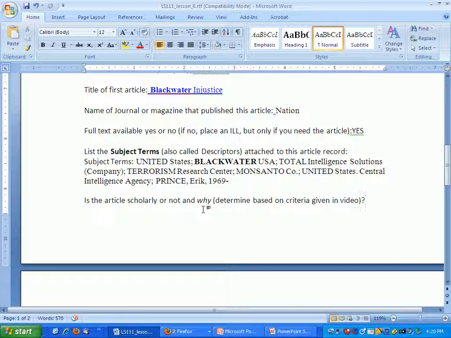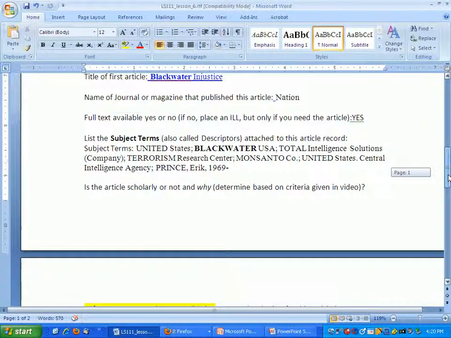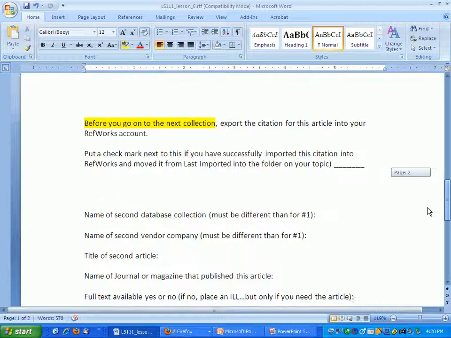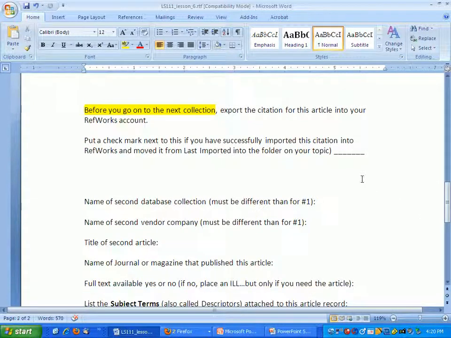Now, for the next example, I'm going to go into a different collection, and I'm going to find an article and determine whether or not it's scholarly. But before I go into the next collection, what you want to do for your assignment is to export the citation for this article into your RefWorks account. So I'm going to show you how to do that in the next little video.